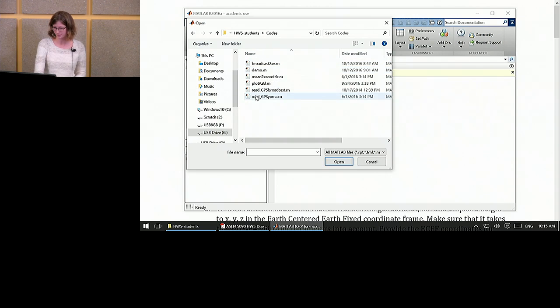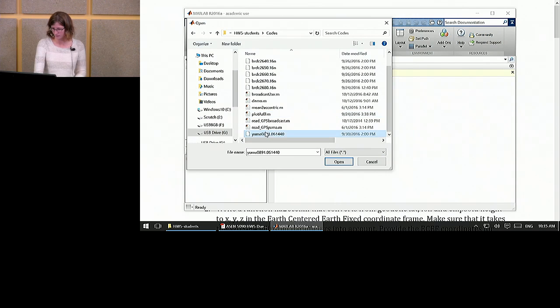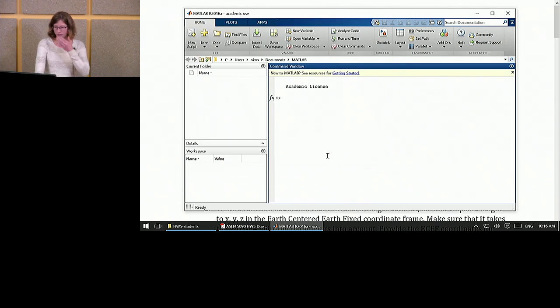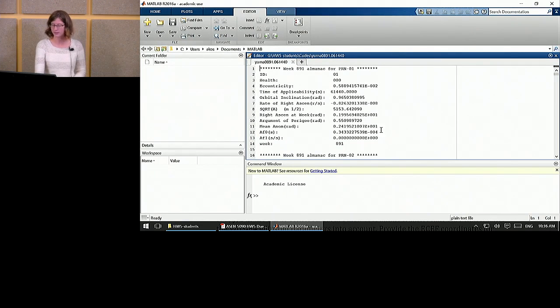Okay, let's take a look at the files. All right, so first of all, let's quickly take a look at what the Almanac file says. This is the Almanac file. It has 32 entries, one for each PRN. This is for PRN 1.